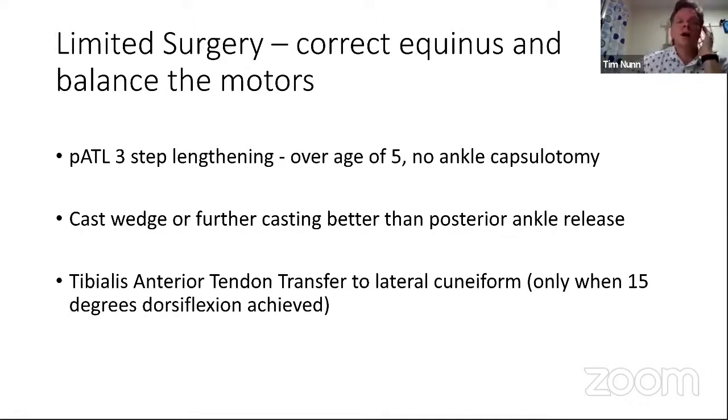We will perform a cast wedge or further casting following this, because that will enable us to further stretch the posterior ankle structures, such as the joint capsule. And then the tibialis anterior tendon transfer is performed in the vast majority of patients. And we think of the concept of it being like a biological brace, and it is taken to the lateral cuneiform under full tension, secured by 0 vicryl over a button.